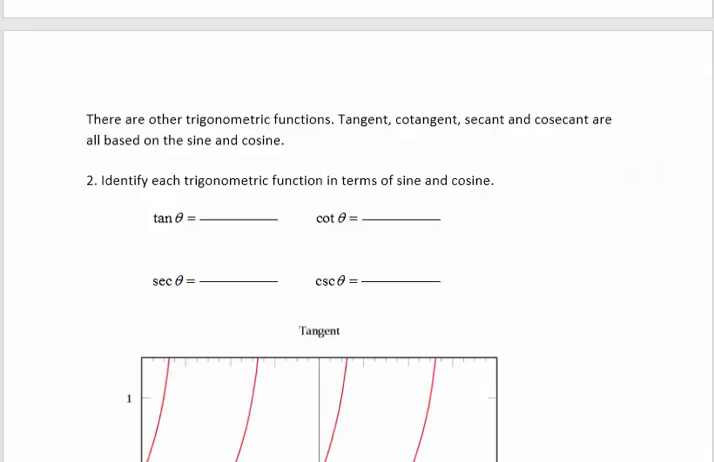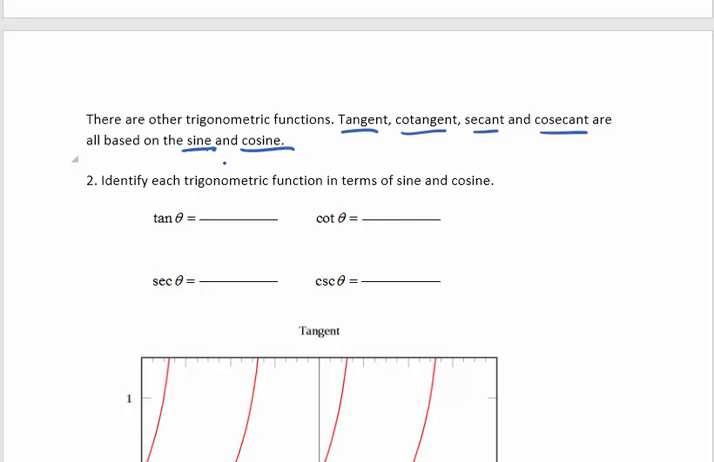Okay, there are other trigonometric functions. Tangent, cotangent, secant, and cosecant are all based on the sine and cosine. So sine is the y coordinates as we travel around the circle. Cosine is the x coordinates as we travel around the circle. All of these other trig functions are based on sine and cosine. And of course, sine and cosine are really simply just the x and y coordinates we get when we travel around the circle.